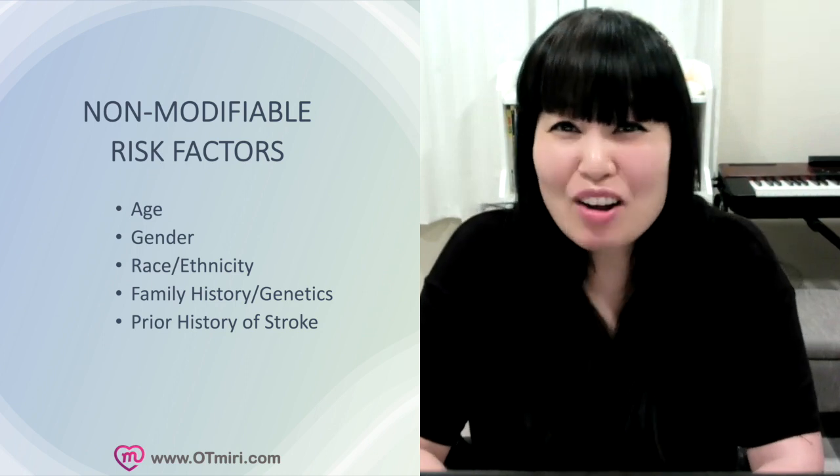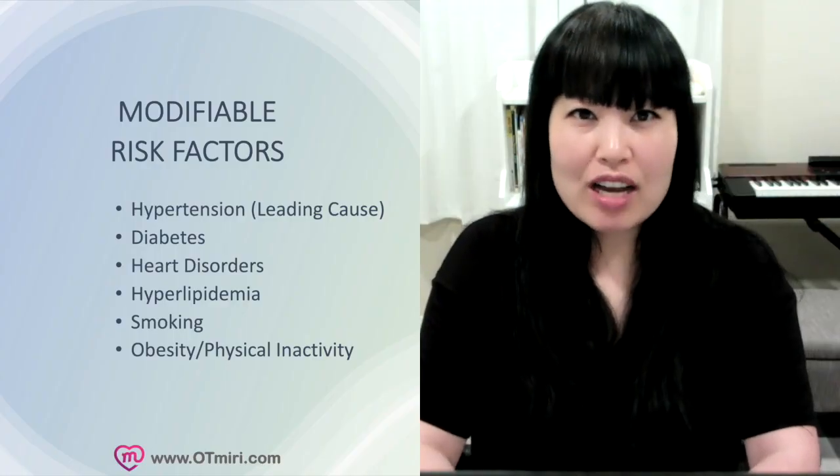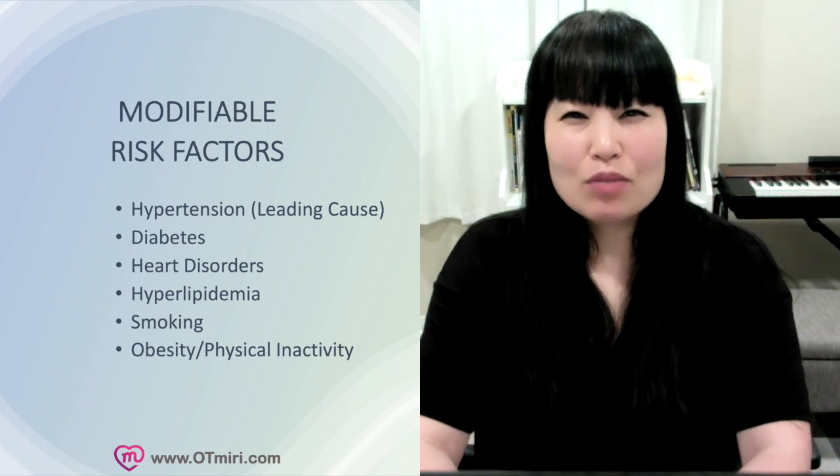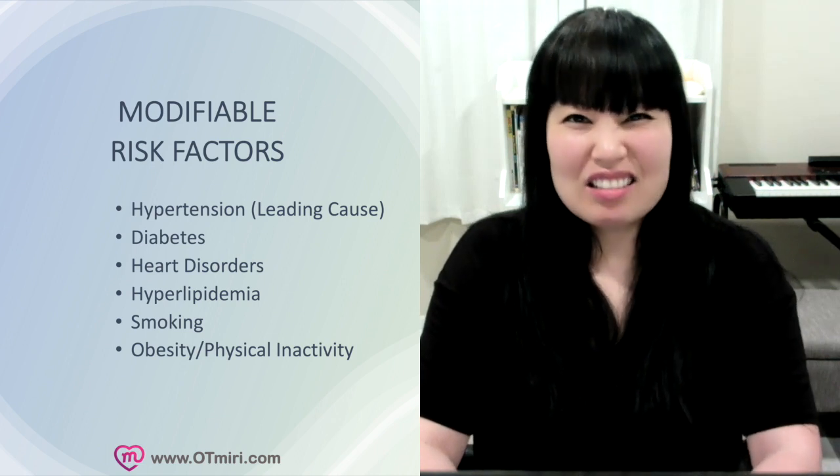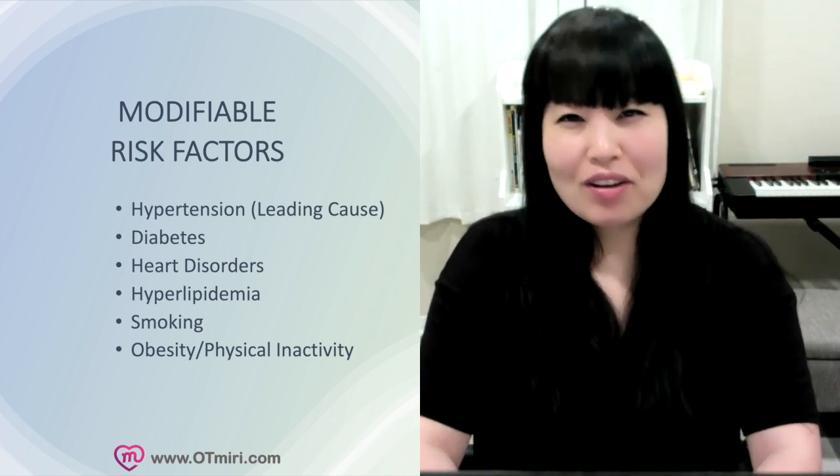But it's not all gloom and doom. There are still many things we can do to reduce our chances of having a stroke. And we can do that by working on modifiable risk factors. So these are things we can control or change. So let's go over them. These are the hopeful ones. The first one is hypertension. Hypertension, you guys, is one of the most important modifiable risk factors because it's the leading cause of stroke.